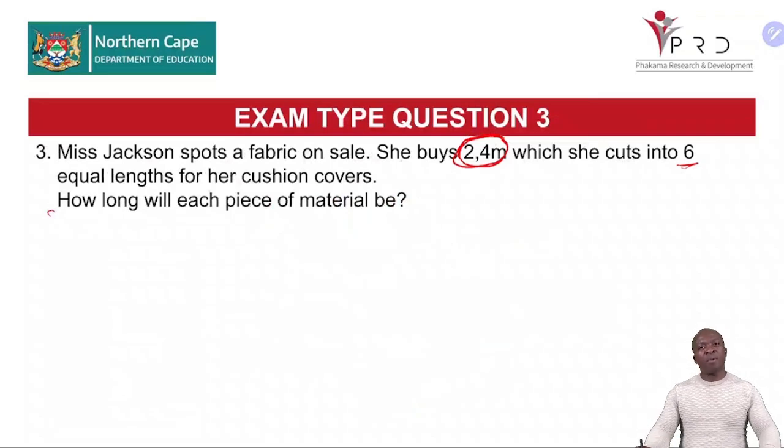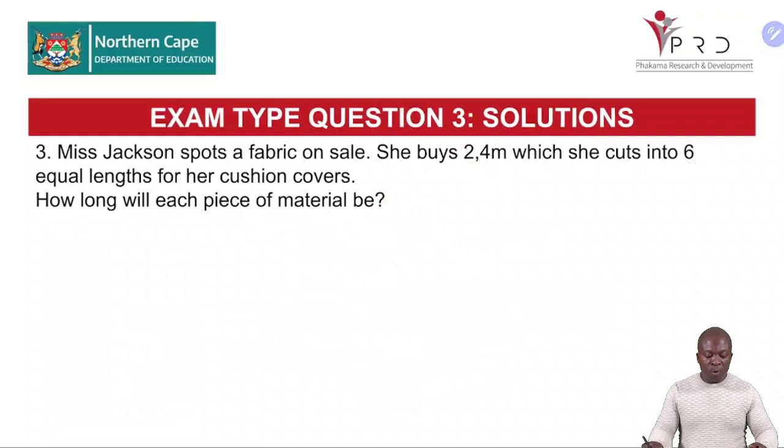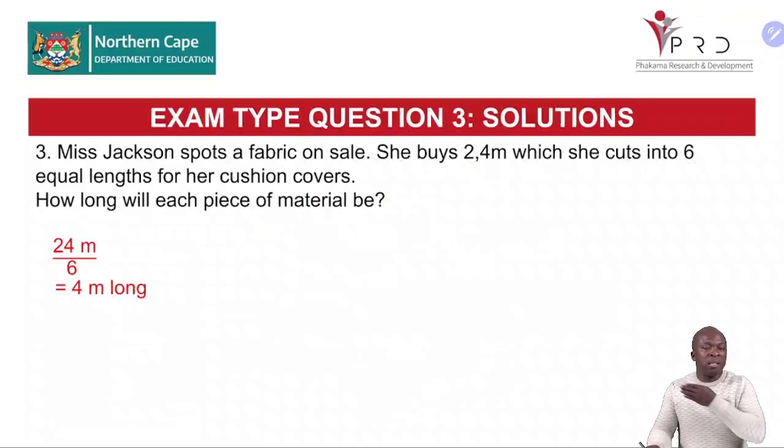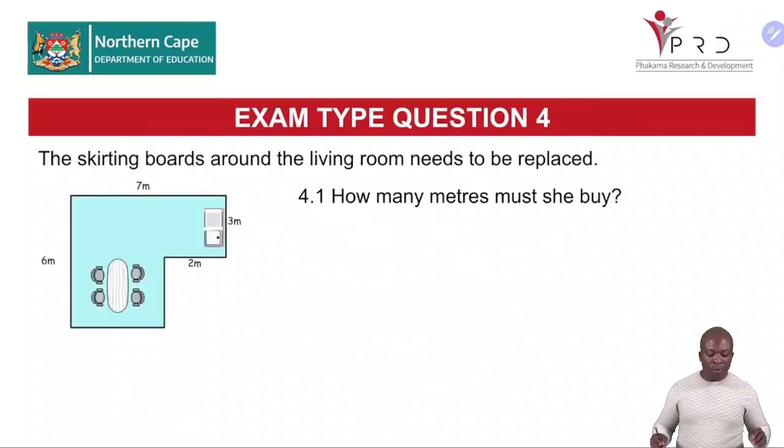So how do you think we are going to do this? We have got 2.4, and we have got 6. What do you think we have to do here? Yes, we have to divide them. So what you need to do is to take that 2.4 meters divided by 6, because the question says the length was divided into 6 equal parts. It means each length is what? 0.4 meters long. I hope you got that one correct.